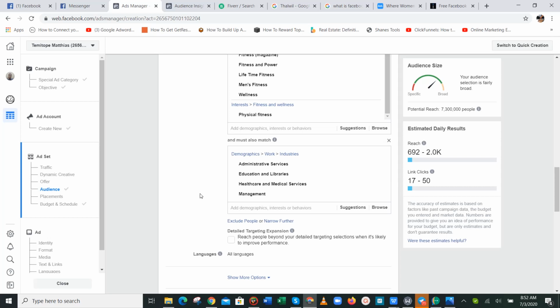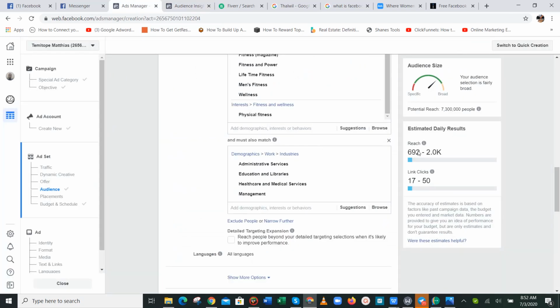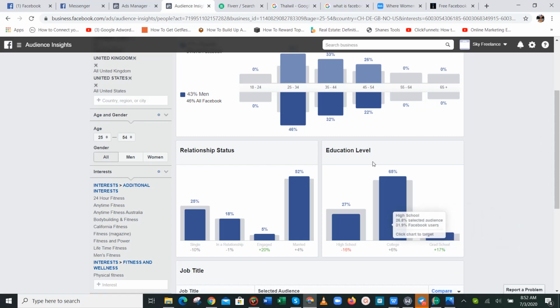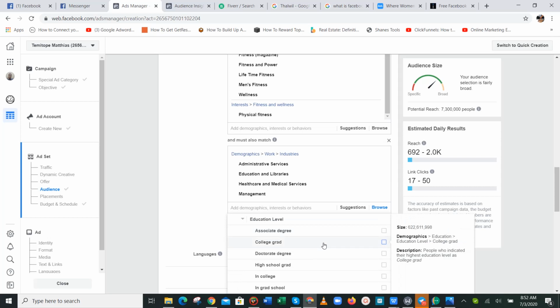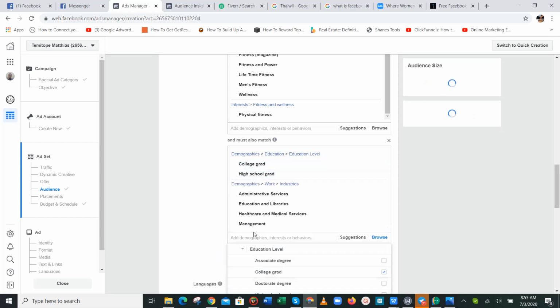but it will take the ads to the targeted people who will be very, very interested. So you can see it has reduced it, but it will take the ads to the people who are really, really interested. So now let's go to education level and leadership status. Let's narrow down that one as well. Browse demographics, education level now, college graduates and high school graduates.